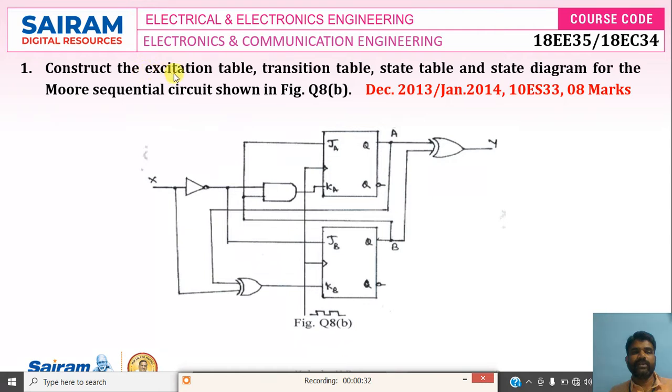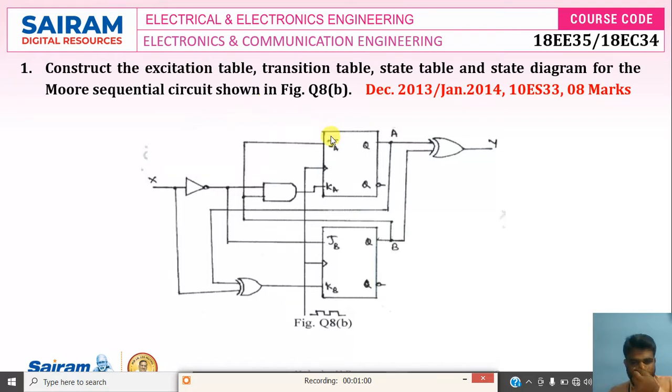Construct the excitation table, transition table, state table, and state diagram for the Moore sequential circuit shown below. So this is the Moore sequential circuit. Why is it called Moore? See, output depends on only the present state. Sometimes they will not tell you what the circuit is, so they will ask whether it is Mealy or Moore.